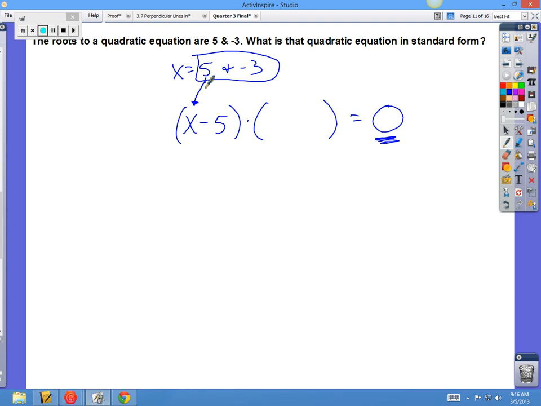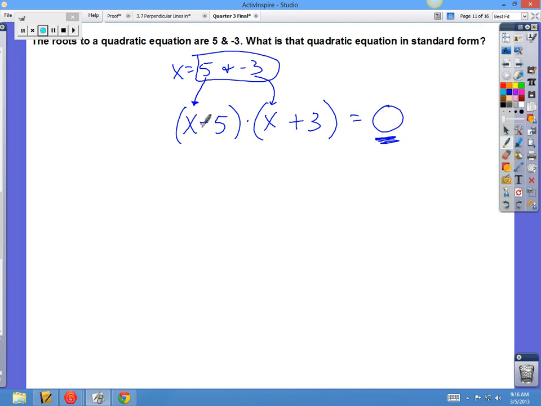Because if I put in 5 and then I subtract 5, there is my 0, and 0 times whatever that is going to be 0. And if I plug in a minus 3 for x, I know that my operation has to be plus 3. Because when I minus 3 and plus 3, I get 0. So there you go. There's your first move.